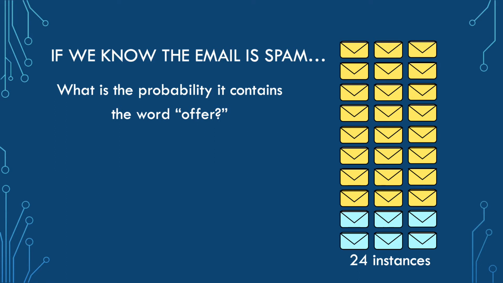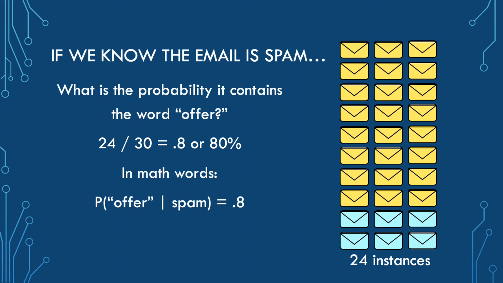So if we know that the email is spam, what is the probability it contains the word offer? Well, as I said earlier, there are 24 instances of the word offer in our 30 spam emails that we've sampled, so it should be 24 divided by 30, or 0.8, roughly 80%. In math words, the probability of offer, given that we know it's spam, is 0.8.